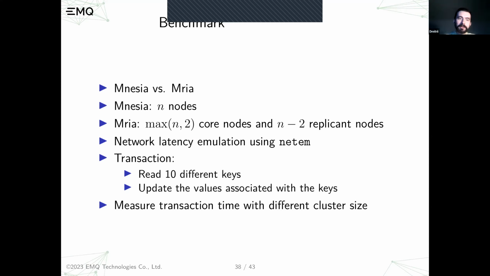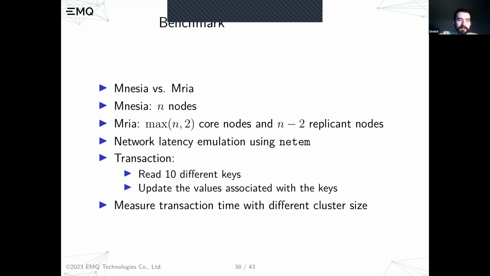Let's talk about performance. We mostly used the Linux kernel network emulator, or NetEm, to explore how Mria clusters handle network latency in comparison with Mnesia. We used a load generator that continuously created small Mnesia transactions, reading a set of 10 different keys, and then updating the values for these keys. We allowed this generator to run for a period of time and then measured average transaction time. This experiment was repeated for different values of network latency and different cluster sizes.